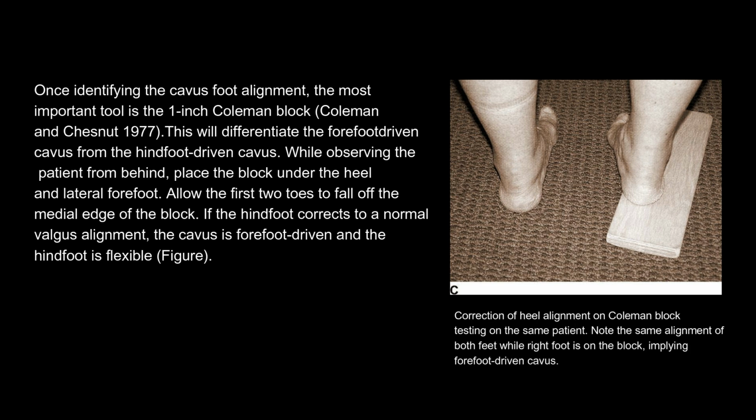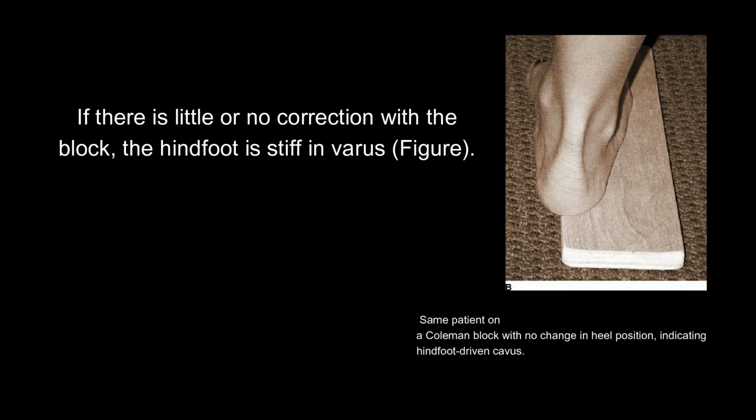Correction of heel alignment on Coleman block testing on the same patient. Note the same alignment of both feet while right foot is on the block, implying forefoot-driven cavus. If there is little or no correction with the block, the hindfoot is stiff in varus, figure. Same patient on a Coleman block with no change in heel position, indicating hindfoot-driven cavus.